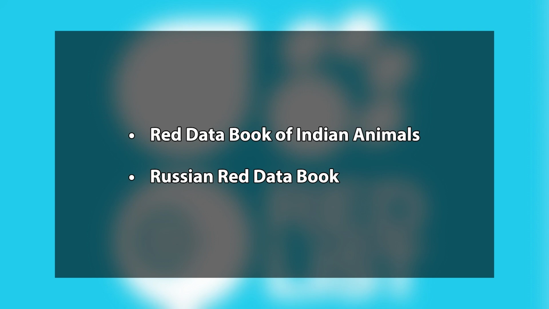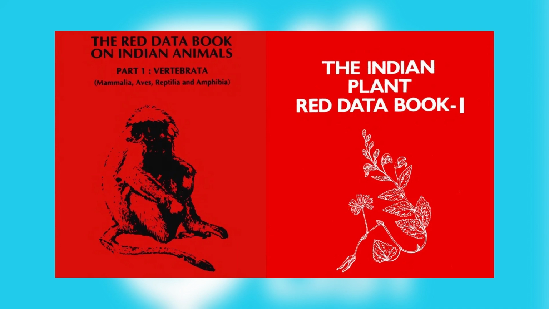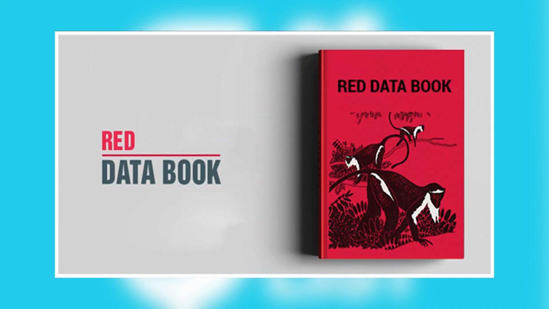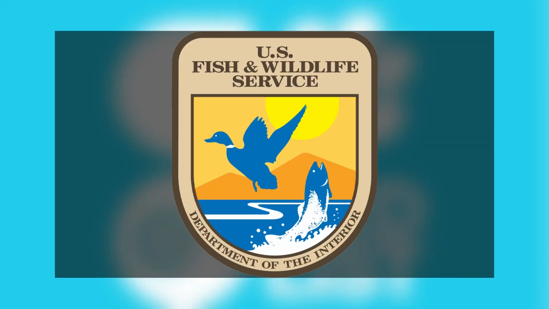Some examples of Red Data Books of India: the Red Data Book of Indian Animals and the Red Data Book of Indian Plants list species native to India that are endangered or threatened. The Russian Red Data Book categorizes endangered species across Russia, including mammals, birds, amphibians, and plants. Then we have the United States. Although the US does not have a single Red Data Book, the US Fish and Wildlife Service maintains a list of species that are endangered or threatened in the US under the Endangered Species Act.